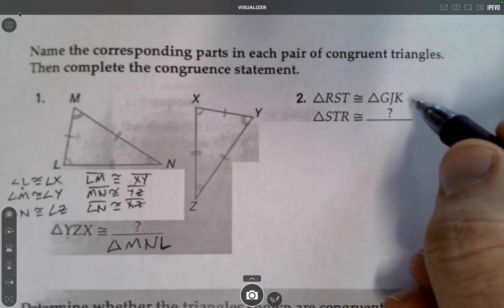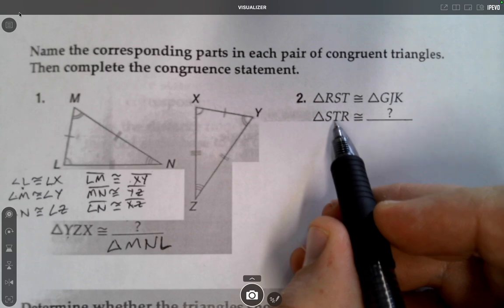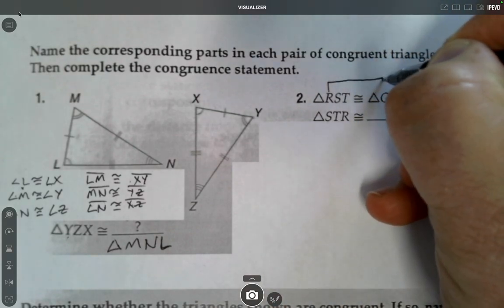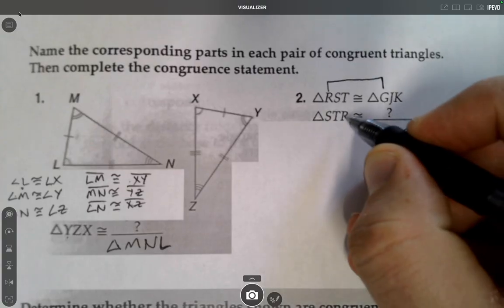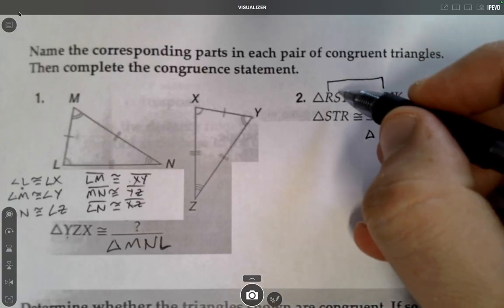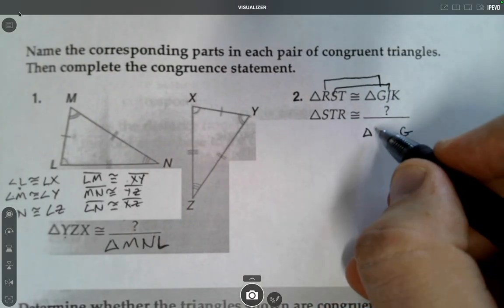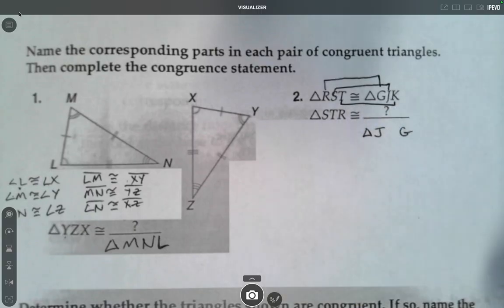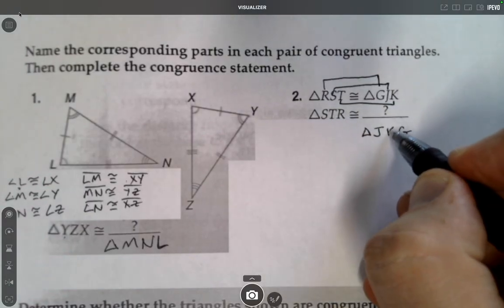Okay, here they're just wanting us to see how we can rearrange the letters. So we know R is grouped with G, so this time G is last because R is last. S is grouped with J, so that means J is now first because S is first. And T is with K, so K is in the middle because T is in the middle.